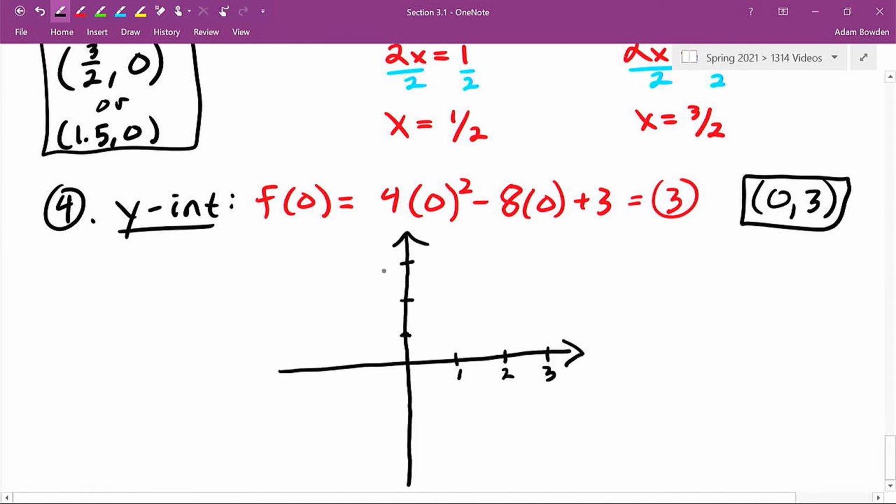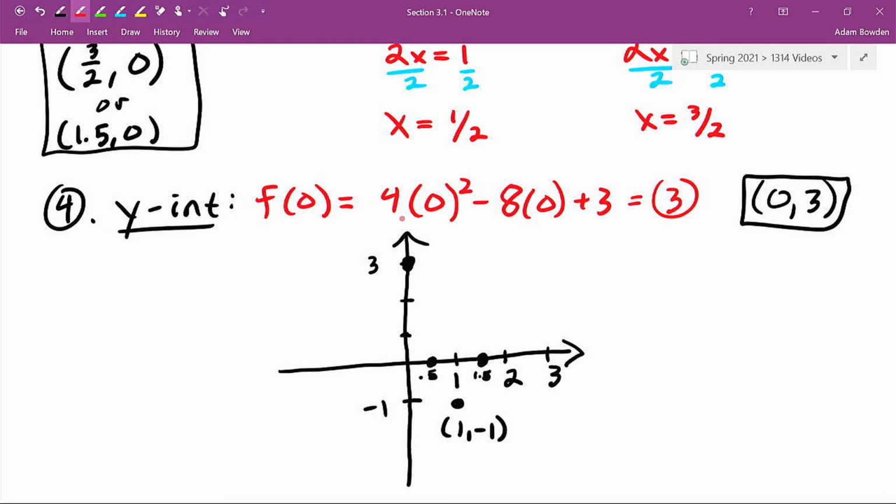Okay, using the points that we received, we had a y-intercept at 3. We had x-intercepts at both 1/2 (0.5) and 1.5. We also had the vertex over at the point (1, -1). So now we know our parabola opened up, so it's got to open up, come down through here, down to the vertex, turn around, and go back up through the x-intercept.